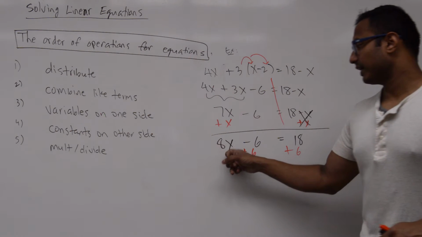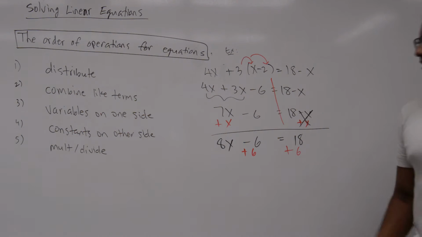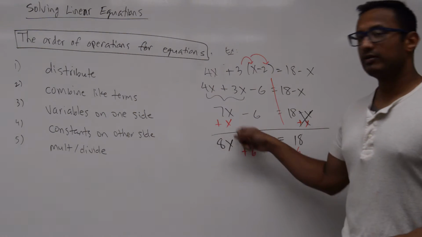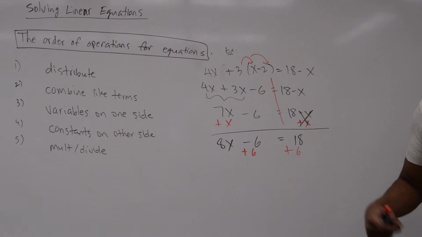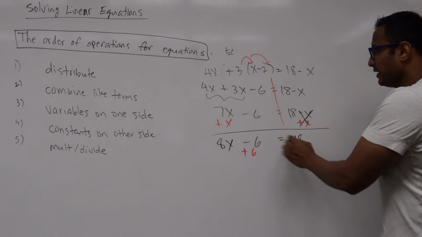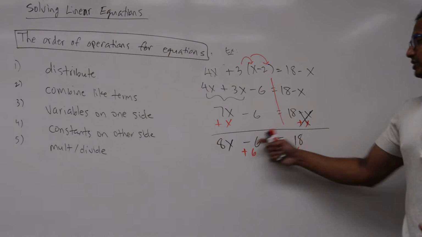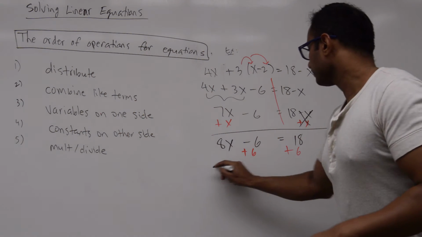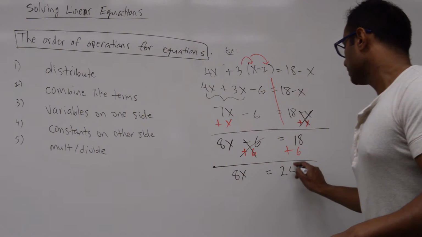8x, x is a variable, so if x was 1, the value of this would be 8. If x was 2, that would be 16. If x was 3, that would be 24. So with 8x, this value can change depending on what x is. With 6 and 18, these are always going to be, well, negative 6 and positive 18. So these are called constants because the value of those never change. So we get 8x equals 24.